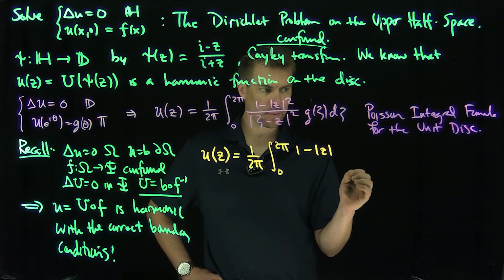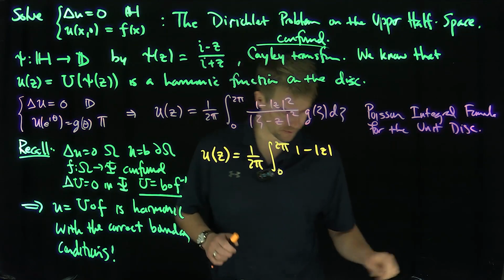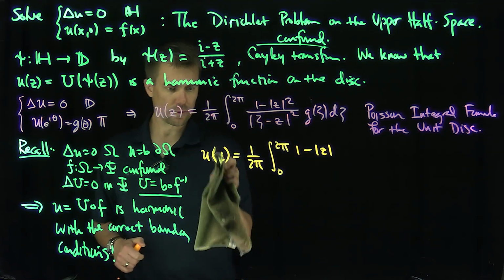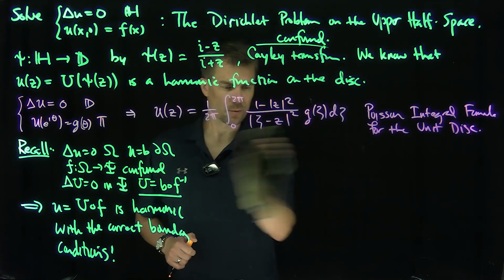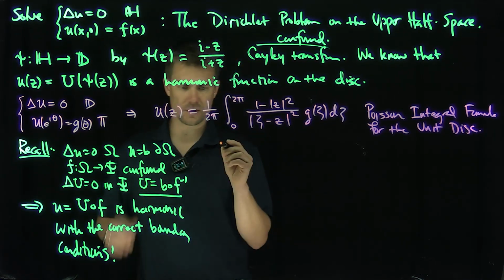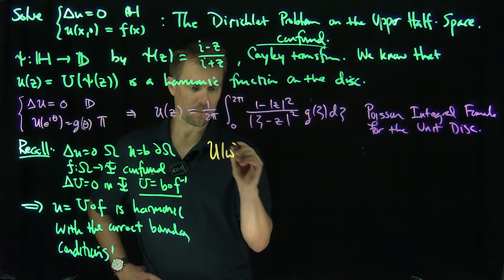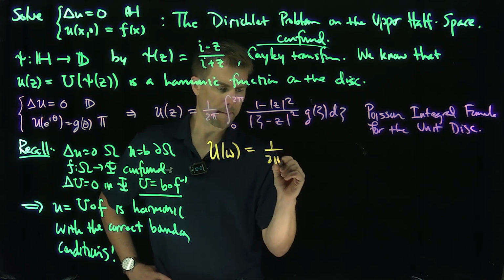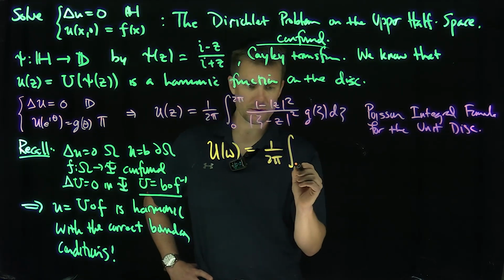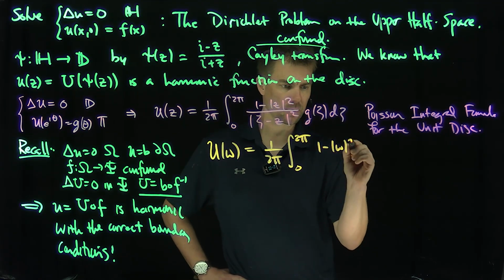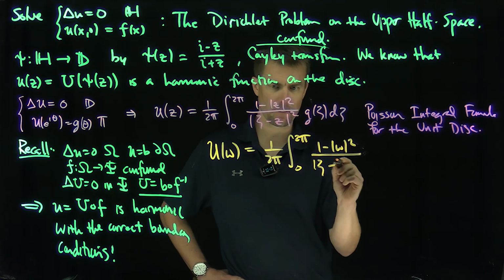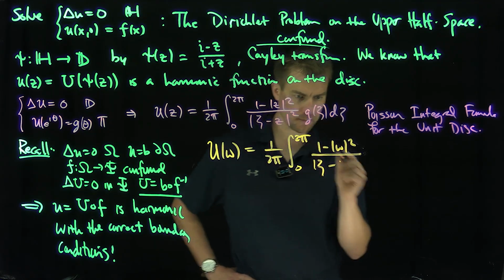And what do I do now? I have to replace this with psi of z. These are w's now, so this is in the w space. So let's do u of w. Since we're in the w space, to make it a little more clear, I don't want to confuse the z and w. So u capital of w will be 1 over 2 pi, the integral from 0 to 2 pi of 1 minus mod w squared over zeta minus mod w squared.